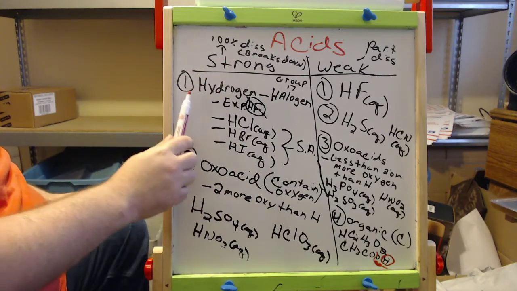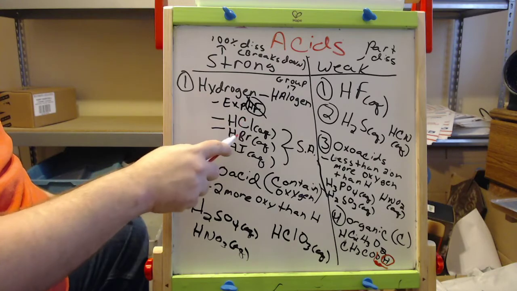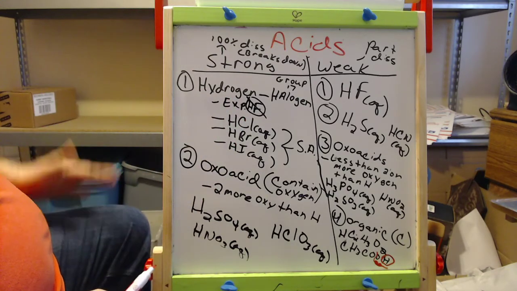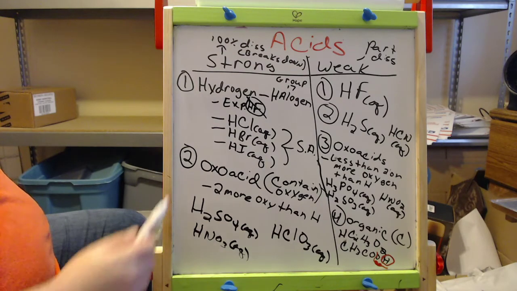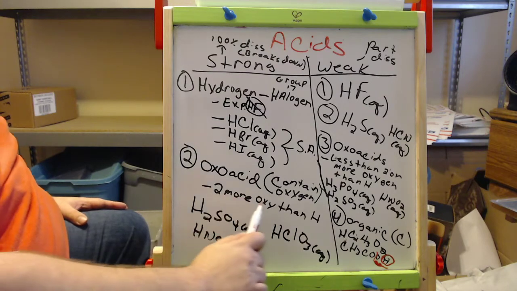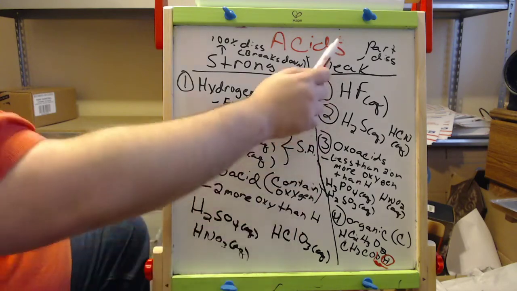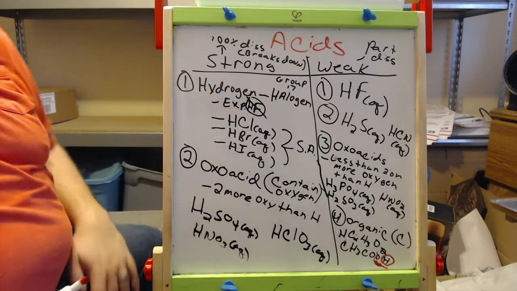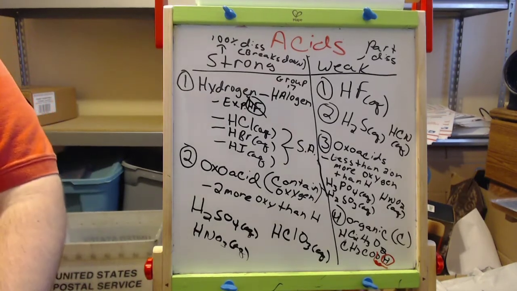Okay, so your strong acids: hydrogen with a halogen that's not fluorine, so HCl, HBr, HI. Oxoacids that have 2 or more oxygen than hydrogen. And my weak acids are everything that doesn't follow these 2 rules. And again, all of this is on the slides.